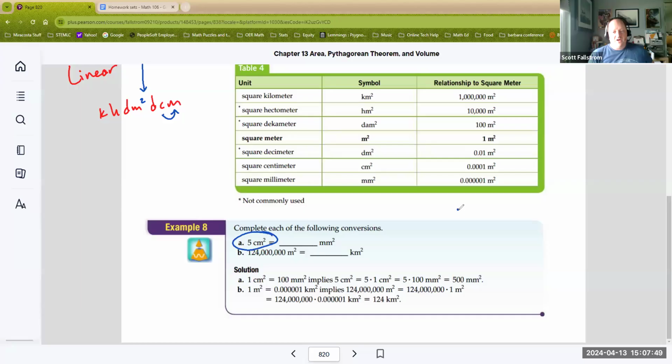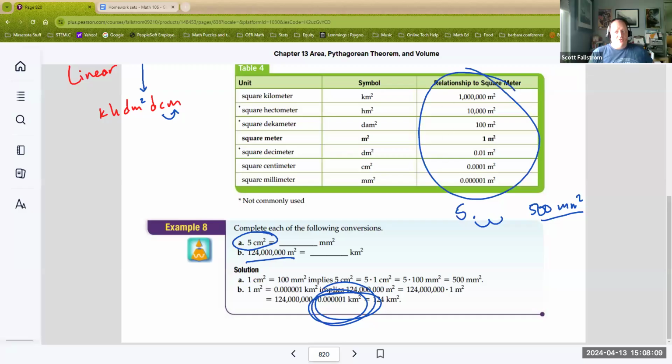Every step becomes 2. So I put my 5 down, I put my decimal point, and I move 2 spaces over, and that becomes 500 square millimeters. Okay, down in the bottom one, if I'm going 124 million square meters, again, I don't want to try to memorize this table. I hope you don't want to memorize this table because it's a pain. Find where you're starting. I'm starting in square meters. That's what it says. And I want to move to square kilometers. So I'm going to go 2, 4, 6 digits. That's what I'm going to do.